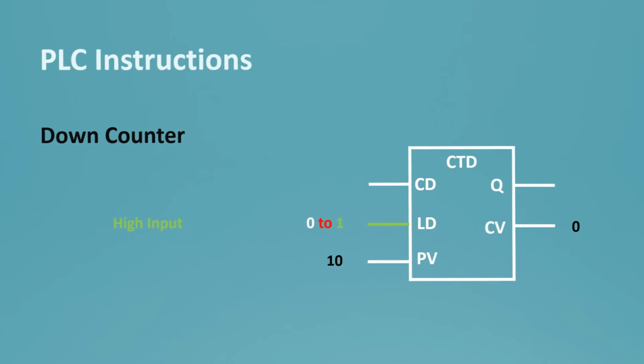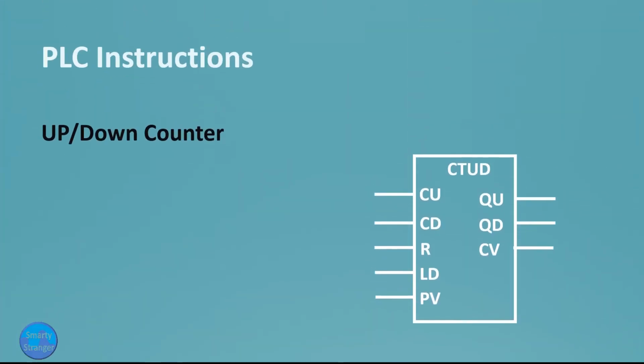When the signal state at input LD changes to 1, the value at the CV output is set to the value of the PV parameter. As long as the LD input has signal state 1, the signal state at the CD input has no effect on the instruction.